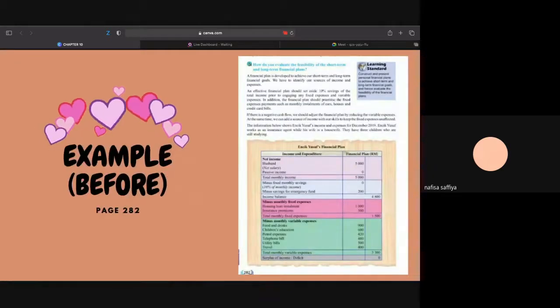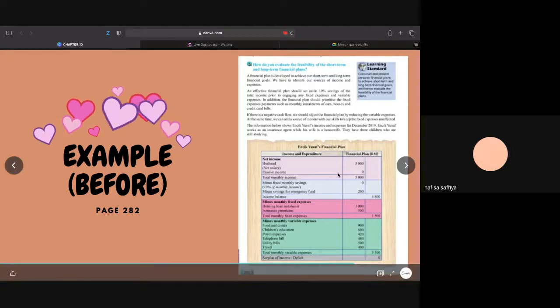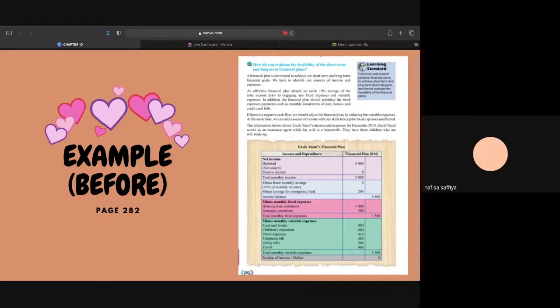So next, we'll be moving on to the example in the textbook, page 282, and I highly suggest you open the textbook to this page. So what we will be looking at is Encik Yusof's financial plan. The information below shows Encik Yusof's income and expenses for December 2019. Encik Yusof works as an insurance agent, while his wife is a housewife. They have 3 children who are still studying.